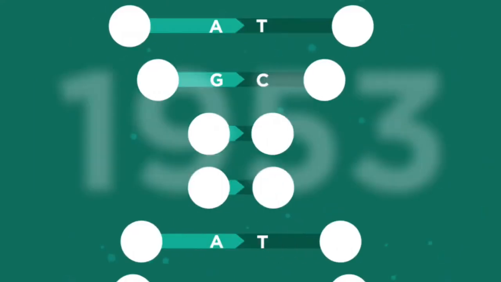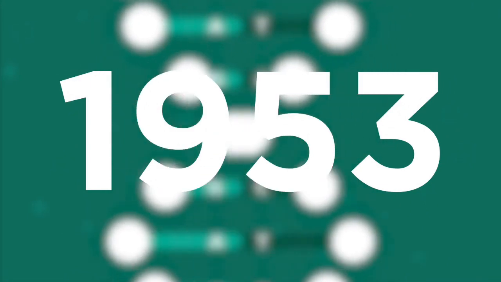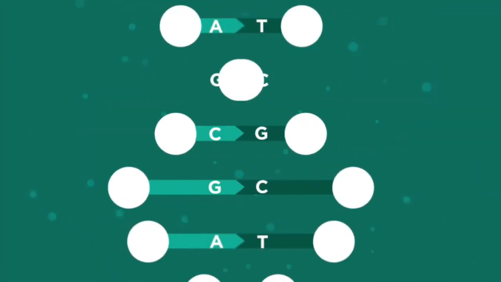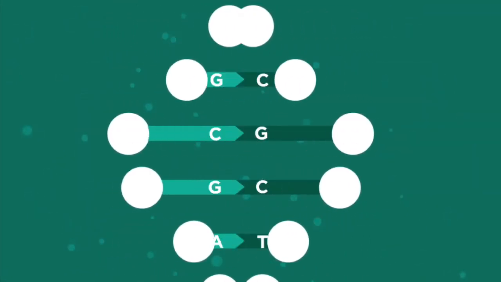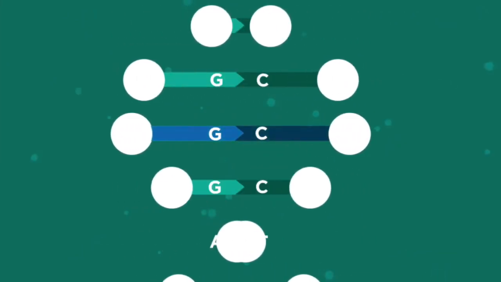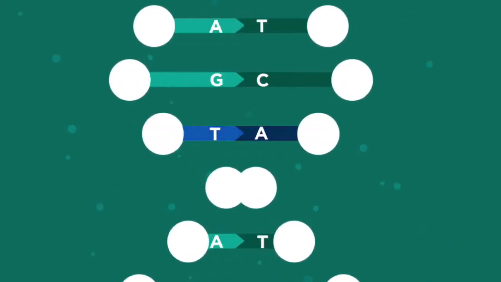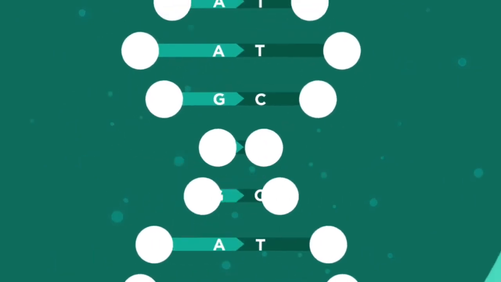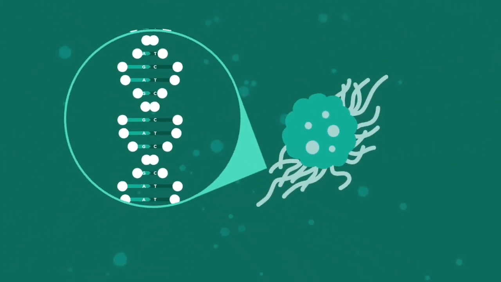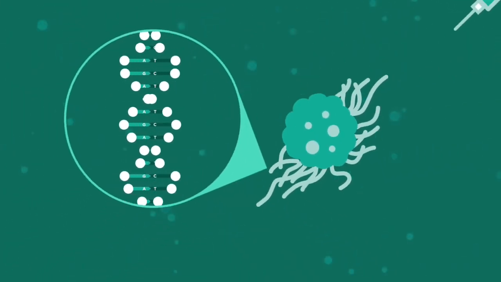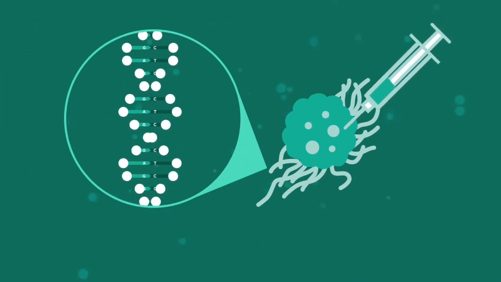So, now we have the information, how is it being used? Well, since the structure of DNA was determined in 1953, we have known that the order of the bases is very important, and that a change or mutation in this order can result in diseases. By sequencing the whole genome, scientists can use this information to work out the genetic causes of diseases, such as cancer, as well as developing treatments.